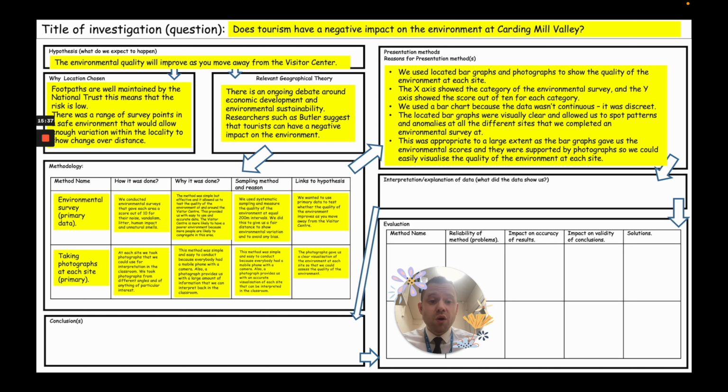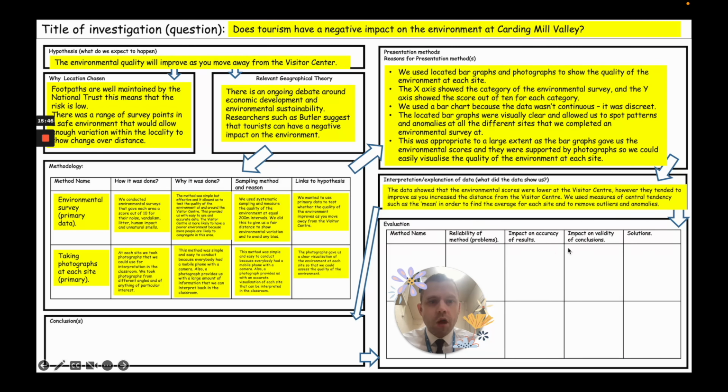If we'd had more time, we could even have put the photographs next to the environmental survey to make the data presentation more complex and even better. Right, interpretation. If you had an interpreter between a French and an English person, they would just be telling you what the other person's saying in a different language. When we interpret data, we just explain what the data is showing.